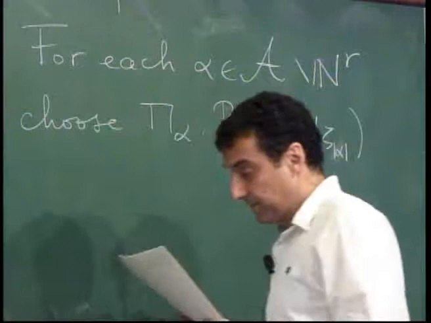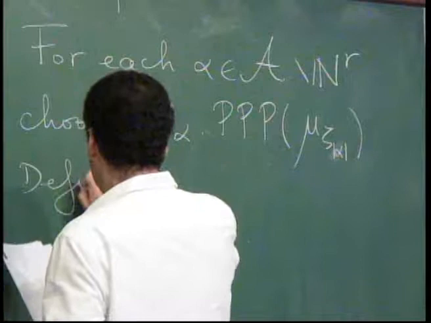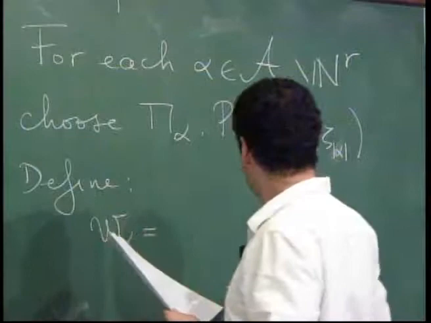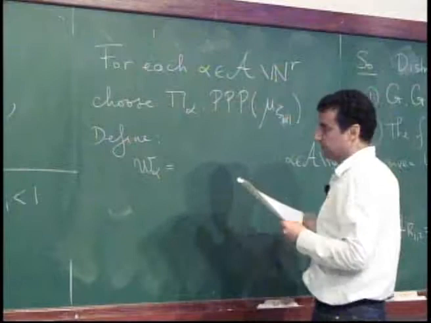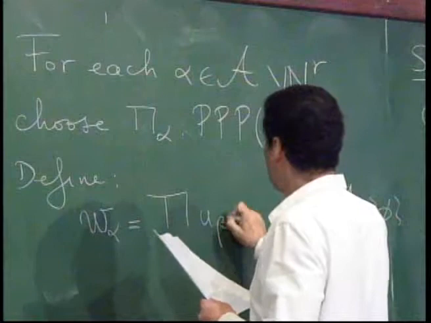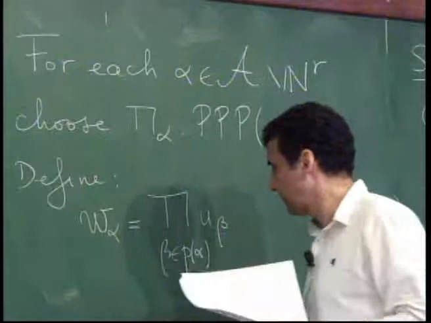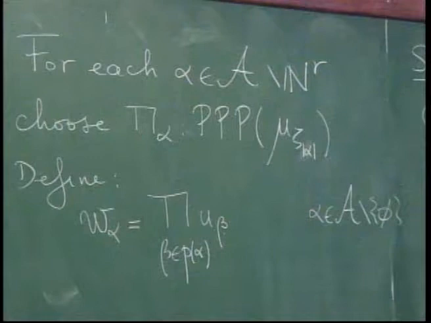Then I define the weights. So you define W alpha, when alpha is anywhere in the tree but the root, to be the product of these U betas, which are these guys, along the path. Do you get that? So let me say that again.